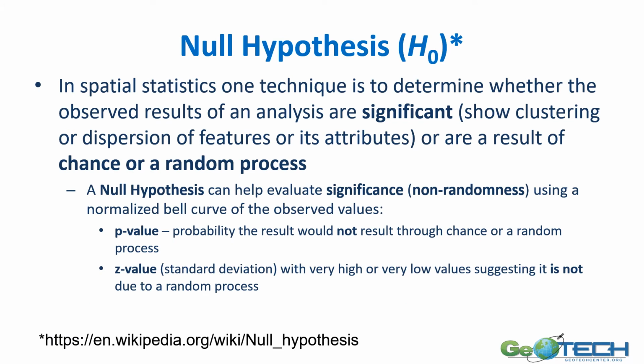Null hypothesis in spatial statistics is one technique used to determine whether the observed results of an analysis are significant. That is, do they really show clustering or dispersion of features or attributes, or are they just chance or random processes? So a null hypothesis can help evaluate significance or non-randomness using a normalized bell curve of all of the observed values. We're going to look at two values, the p-values and the z-values. P-values are the probability that the result would not result from chance or random processes, and the z-values, really standard deviation, with very high or very low values suggest it is also not due to a random process.